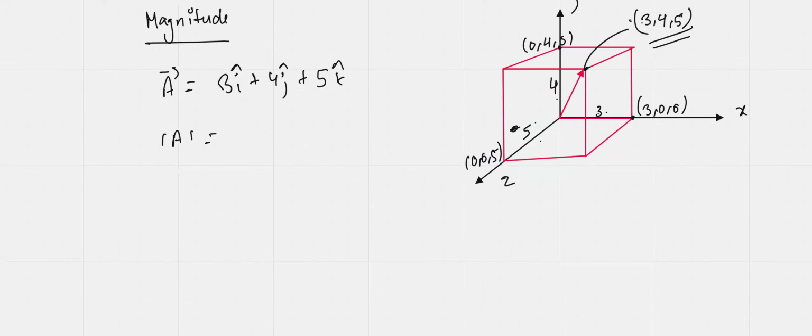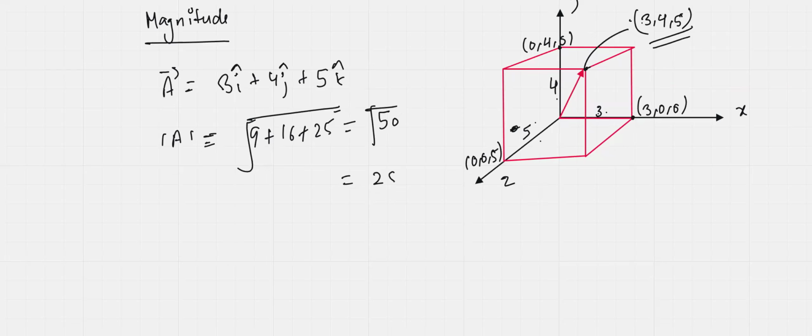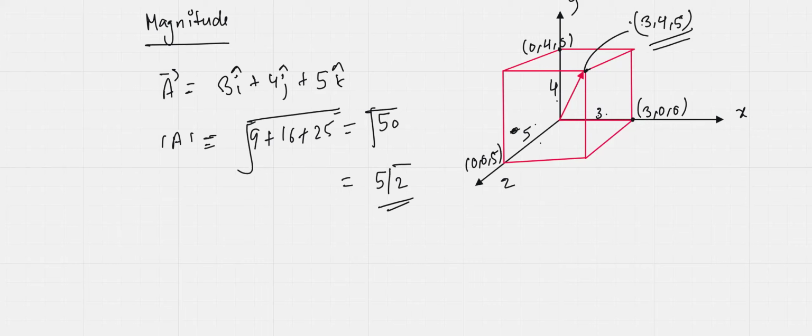This was how much? 9, 16, 25, and the whole thing comes out as 25, 50, right? Under the root 50, and we can write it as 5 root 2. I think 5 root 2 should be the answer for this one. Alright. So finally I can come up to the next thing, that is position vector and the displacement vector.